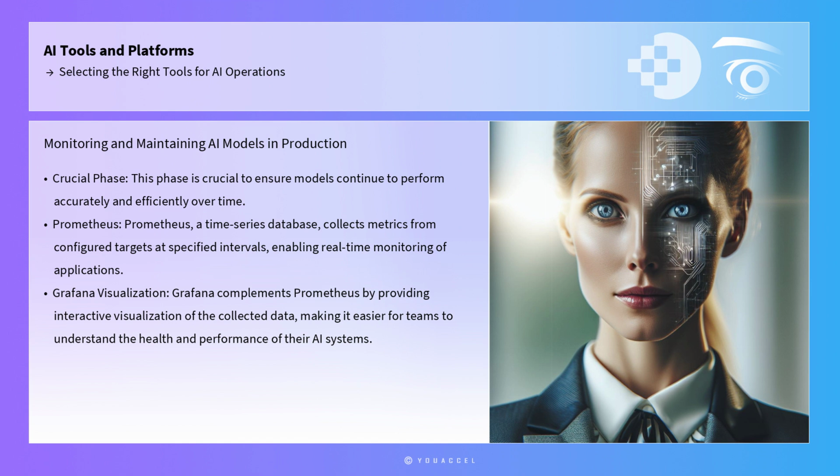Prometheus and Grafana are popular tools used for monitoring AI systems. Prometheus, a time series database, collects metrics from configured targets at specified intervals, enabling real-time monitoring of applications. Its alerting capabilities help identify issues before they escalate, ensuring timely intervention. Grafana complements Prometheus by providing interactive visualization of the collected data, making it easier for teams to understand the health and performance of their AI systems.